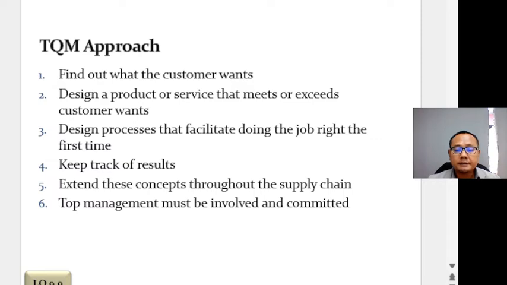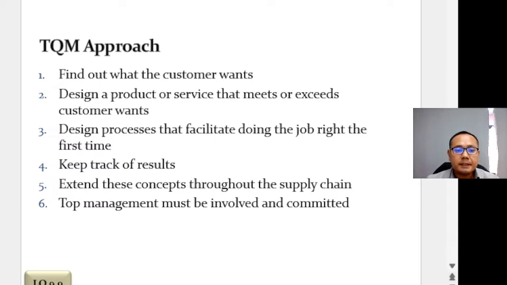And then design a product or service that will meet or exceed what the customer wants. So make it easy to use and easy to produce. And then the third one, design a process that facilitates doing the job right the first time. Determine where mistakes are likely to occur and try to prevent them.